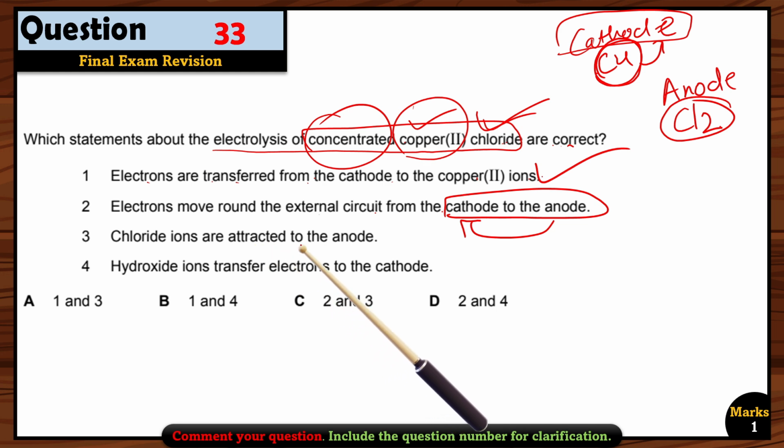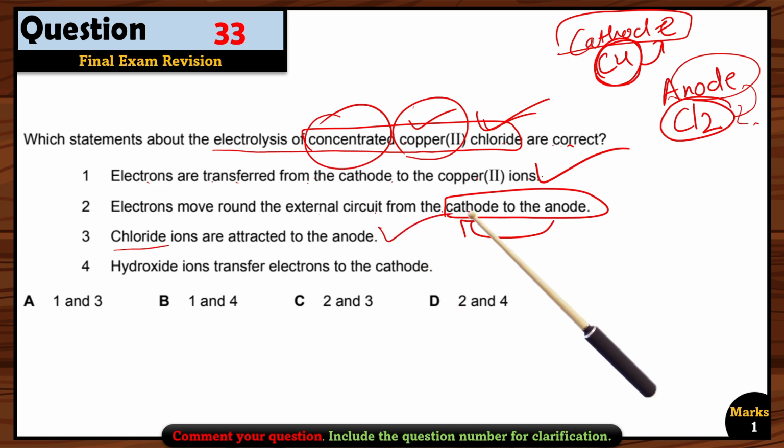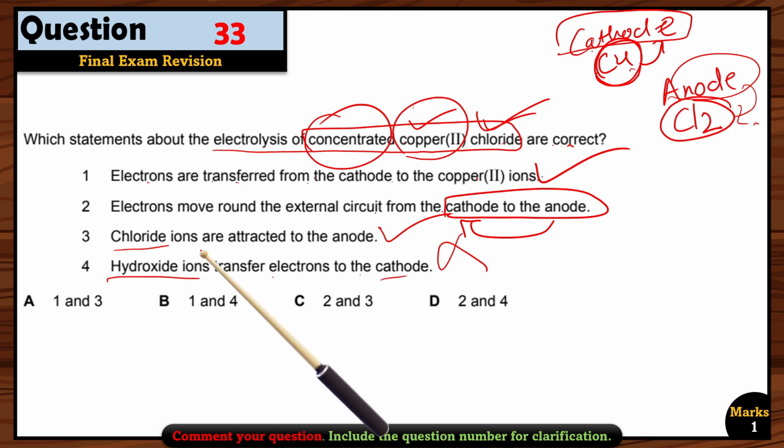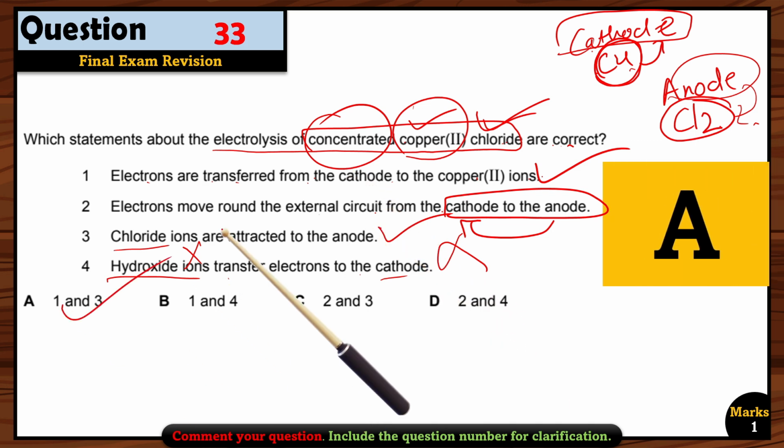Chloride ions are attracted to the anode. So chloride ions are attracted towards the anode. Yes, that's right. Hydroxide ions transfer electrons to the cathode. Of course not, because copper is deposited at the cathode. So hydroxide ions, of course, will not come. So which option is right now? Option 1 and 3. So option A is the right option.